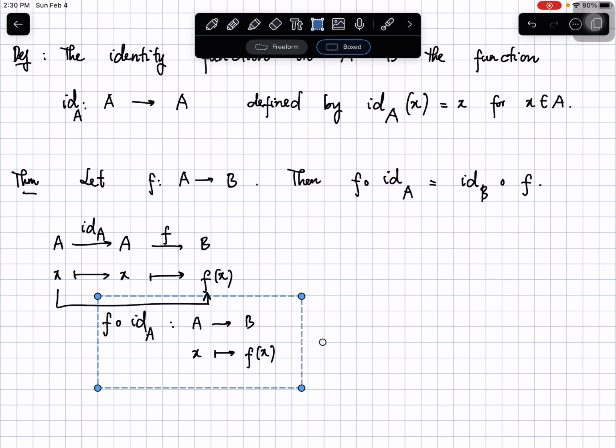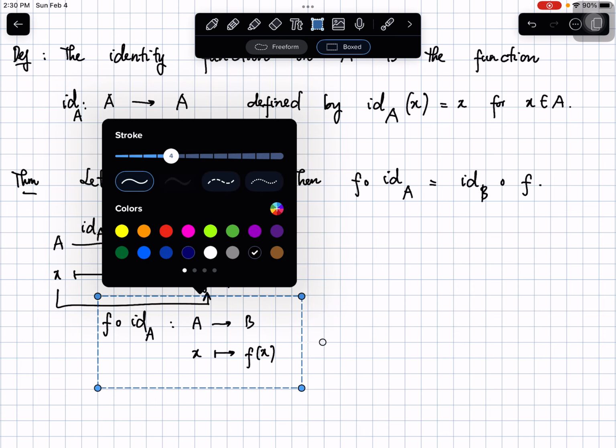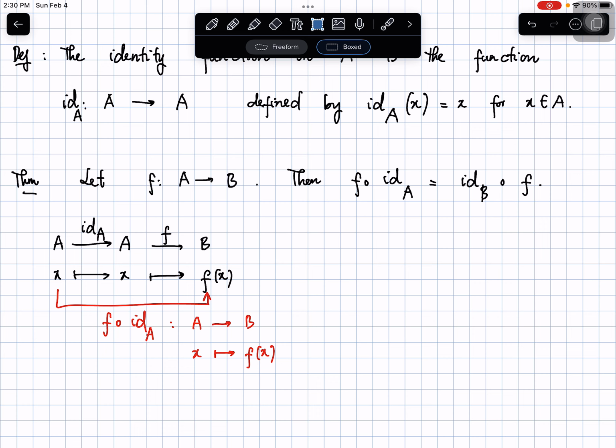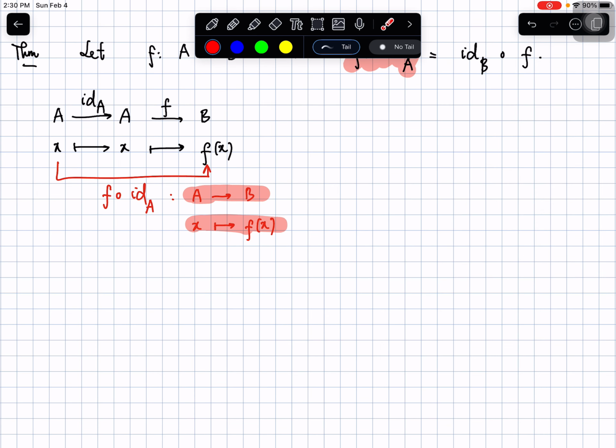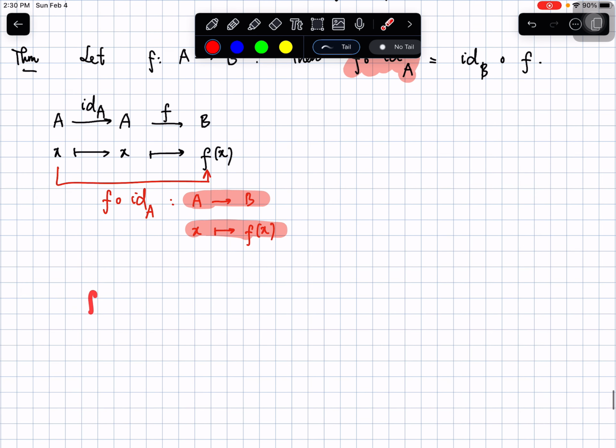Okay, so this we know first. The left hand side is a function from A to B that sends x to f of x. What about the second, the right hand side function? This is identity on B composed with f. So we know that f is a function from A to B.